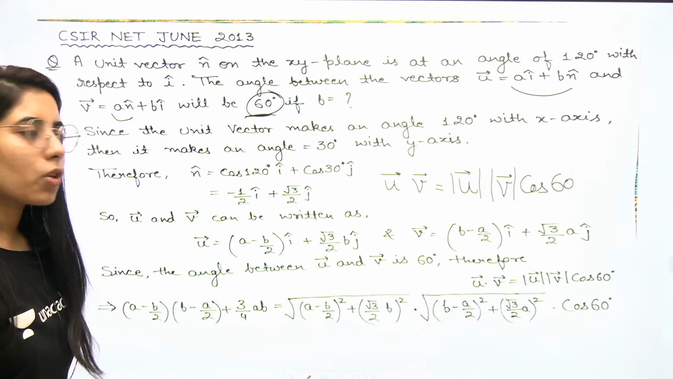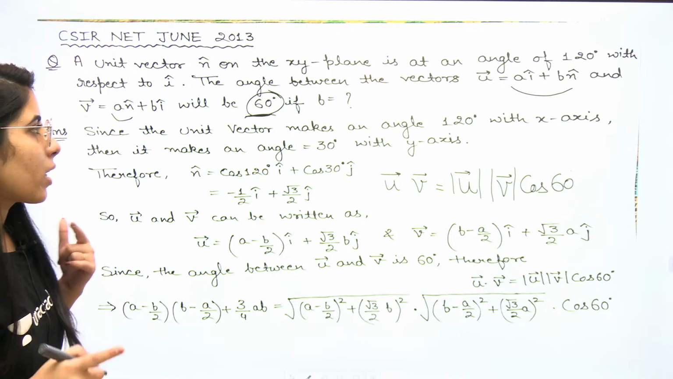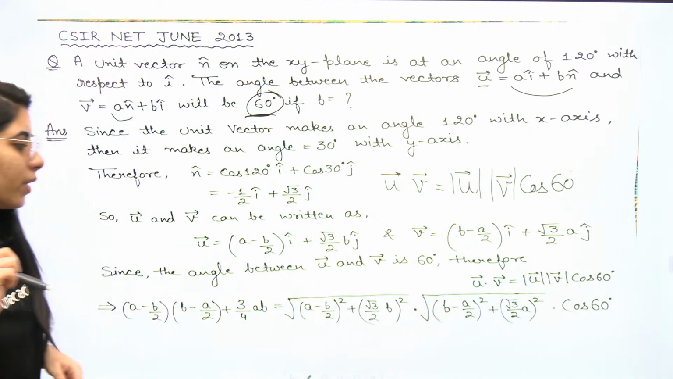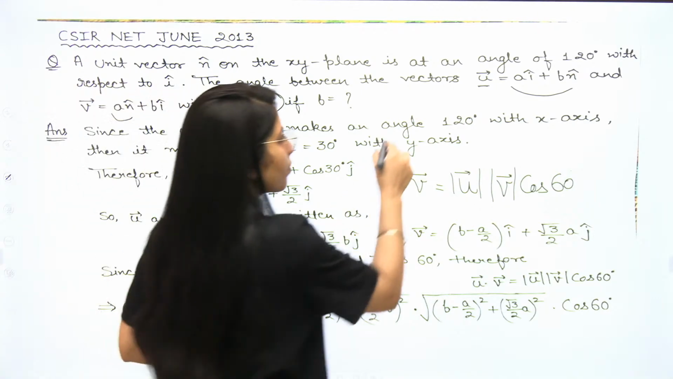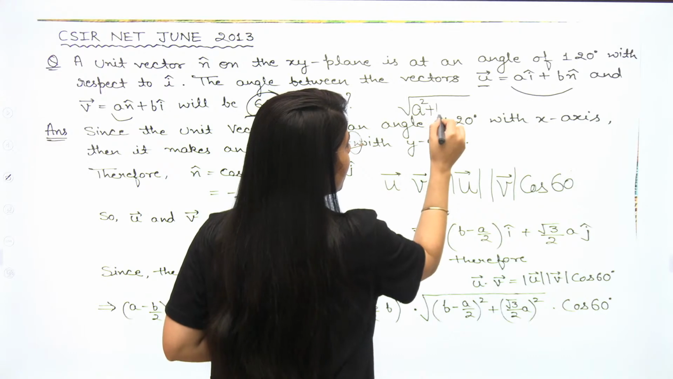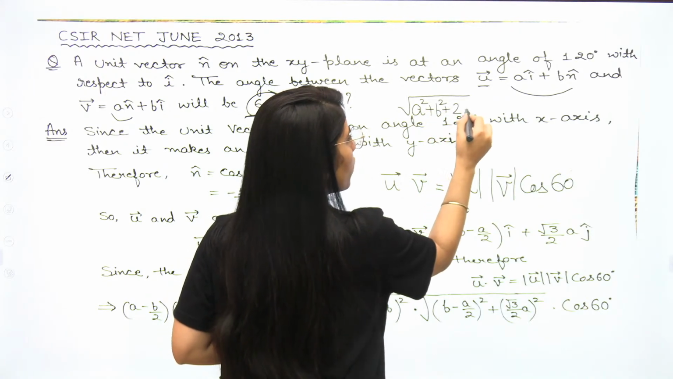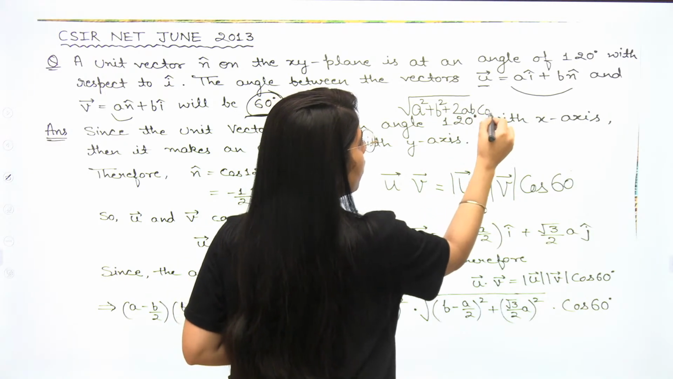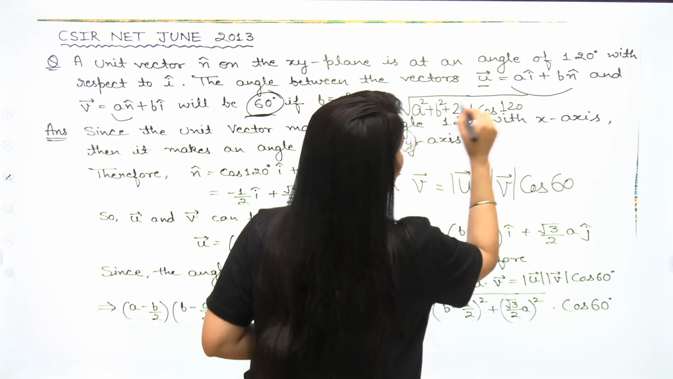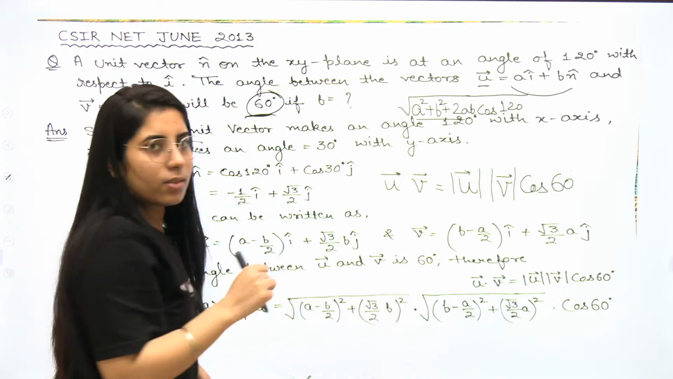But what will be the magnitude of u and magnitude of v? When we are considering the magnitude of this u, you will get it as root of a square plus b square plus 2ab cos theta. Theta is 120 degrees. Done. So you can write the magnitude of u like this.